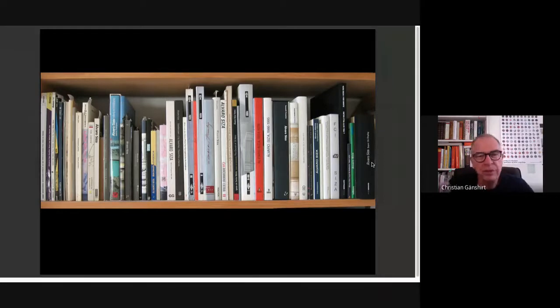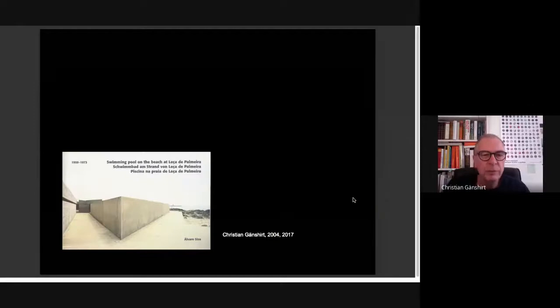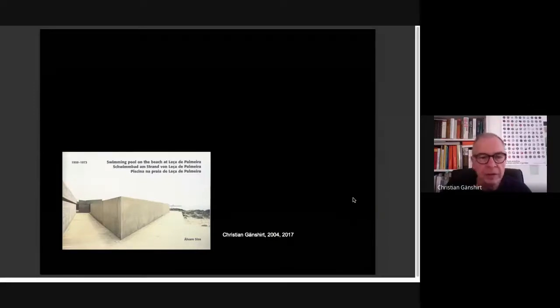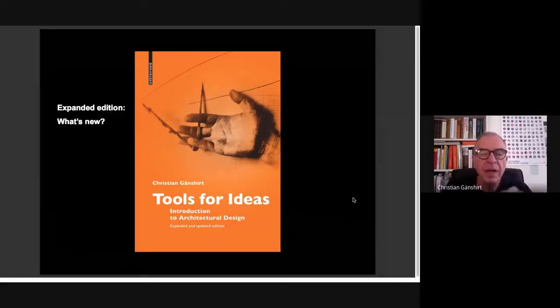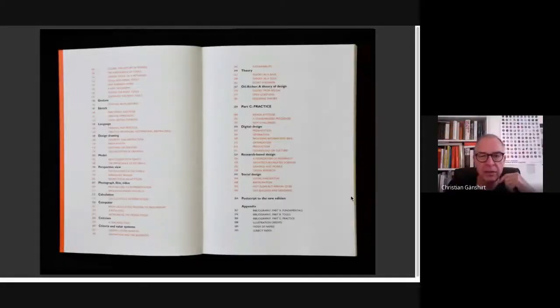So this was my bookshelf with just books on Caesar about 10 years ago. I started collecting them because it started to become redundant and too much. And there's one little book I contributed myself, which is a little book on the swimming pool on the beach of Leça da Palmeira. So now my question is, what's new in the new edition of Tools for Ideas? So how has it expanded? Most importantly, the practice part.